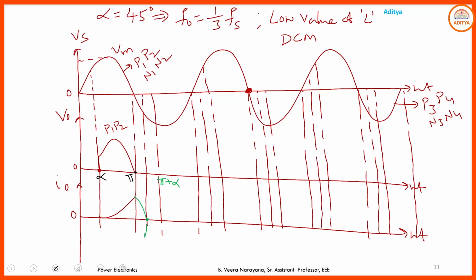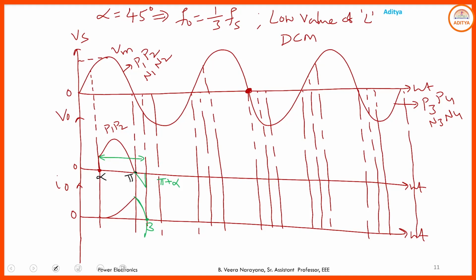So here this is beta, which is called the extinction angle. The extinction angle is defined as the extension of the conduction period of the SCRs due to the presence of the inductor. That conduction period is extended up to which instant? Up to the instant the energy stored in the inductor is completely discharged. So from pi to beta, P1, P2 are also in the on state.